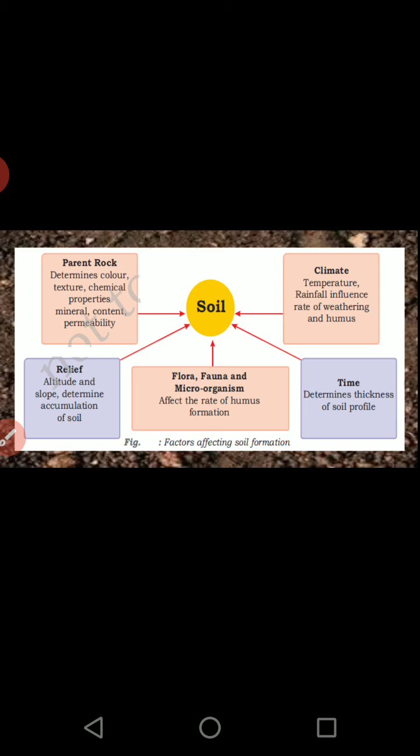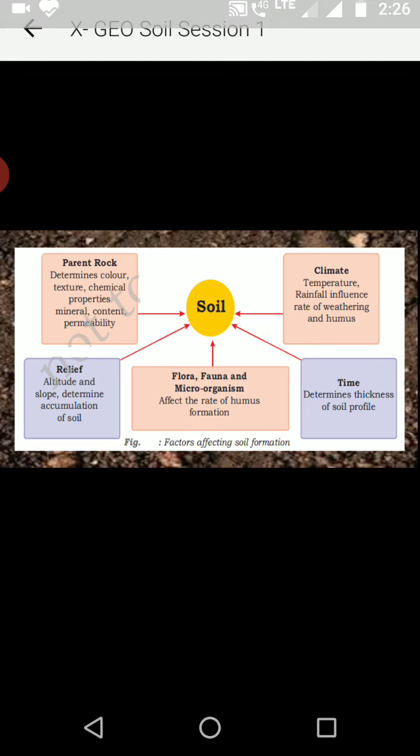Relief. Now relief here, as you studied last time, is slope. Suppose we are on the mountain slopes, how much soil will get accumulated? That decides the altitude, and determines the accumulation of soil. That means how thick the soil will be. If it is a foothill area like the northern plain, the thickness of soil will be a lot because lots of soil is getting accumulated. But if the soils are in the mountainous region, they will be constantly getting moved. They are flowing down by the river and by the wind. So on the slopes, the occurrence of soil will be less.